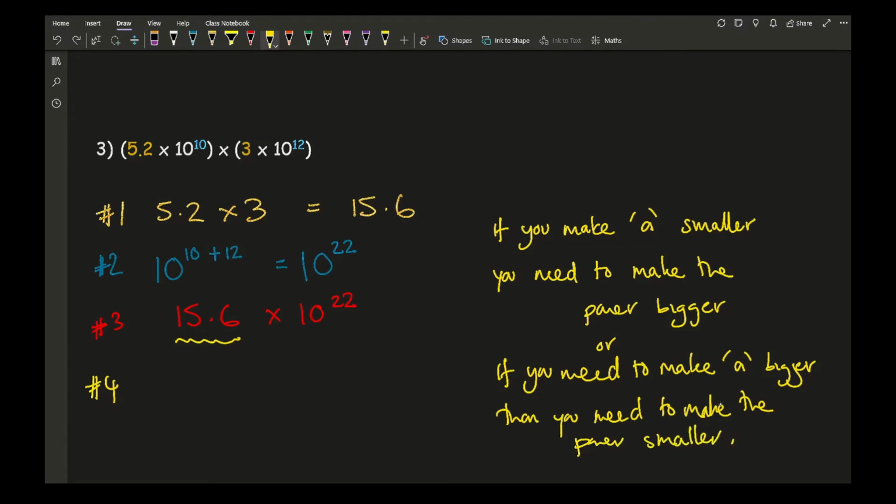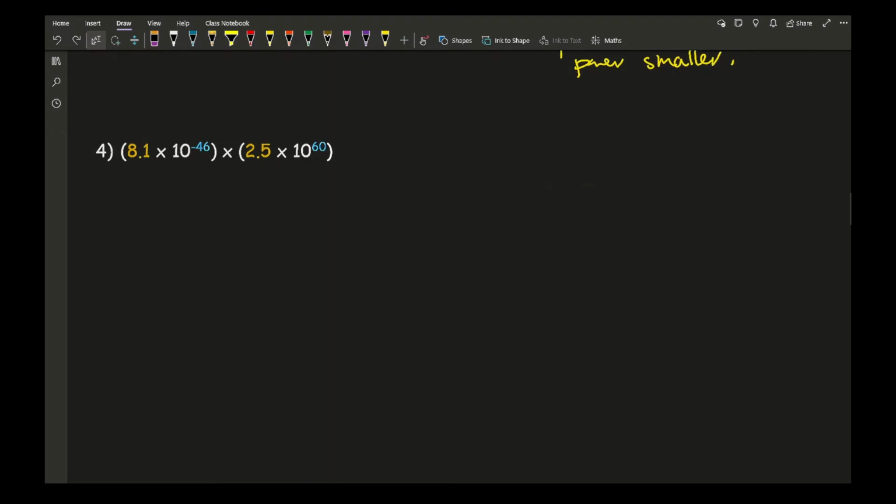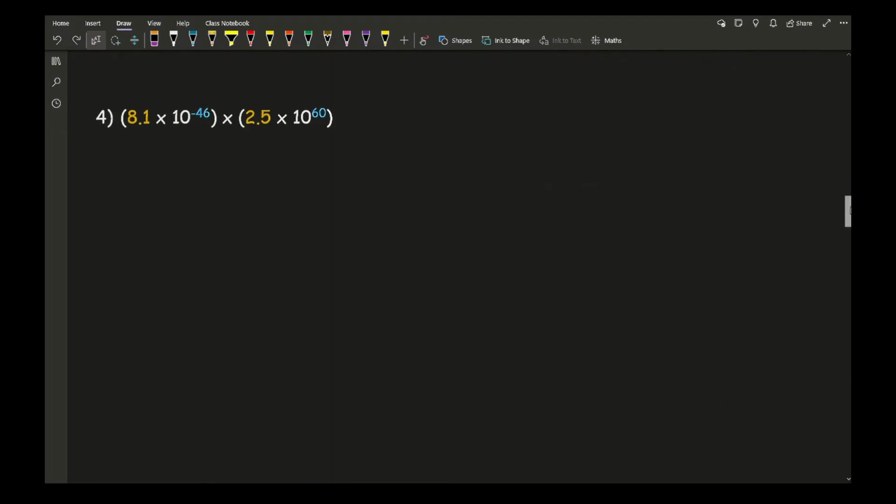So here I need to make this number smaller, so I'm going to make it a number between 1 and 10. So that's going to be 1.56 times 10. Now because I've moved the decimal point 1 place, I've divided it by 10. I need to add 1 to the power because I've moved the decimal point 1 place. So I add 1 to the power, giving me my final answer, which is 1.56 times 10 to the power of 23. So then let's look at question 4.